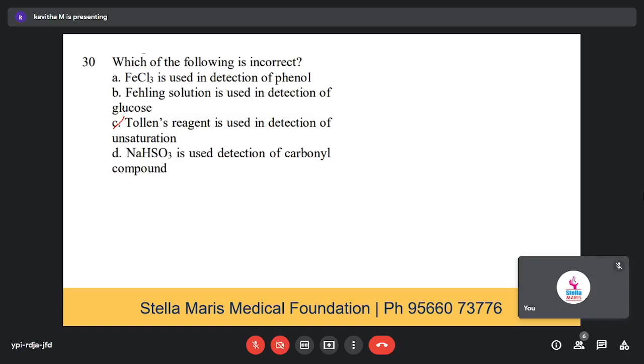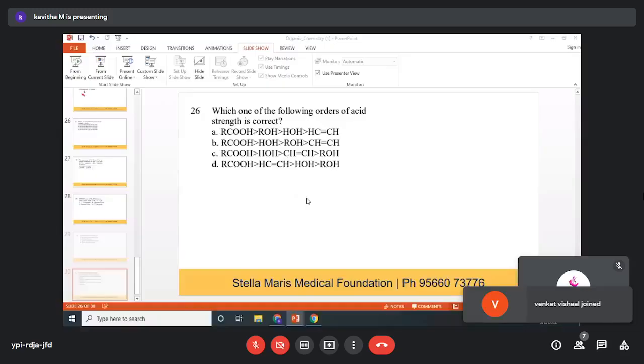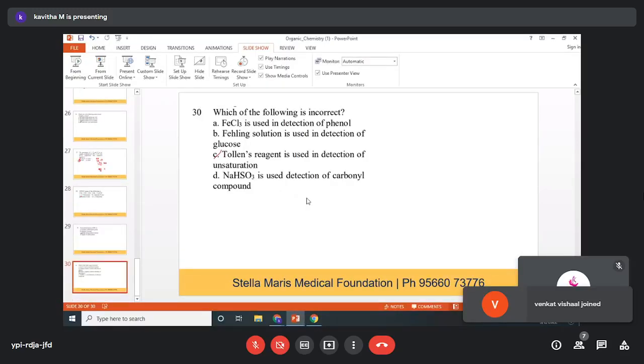Ma'am, Fehling B solution is what? Fehling A is sodium potassium tartrate, and Fehling B is dilute copper sulfate solution. And Tollens reagent is ammoniacal silver nitrate solution. Okay? Yes, ma'am.